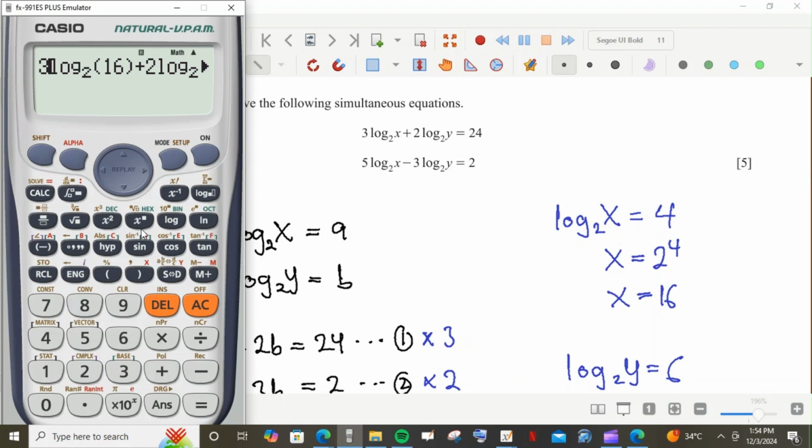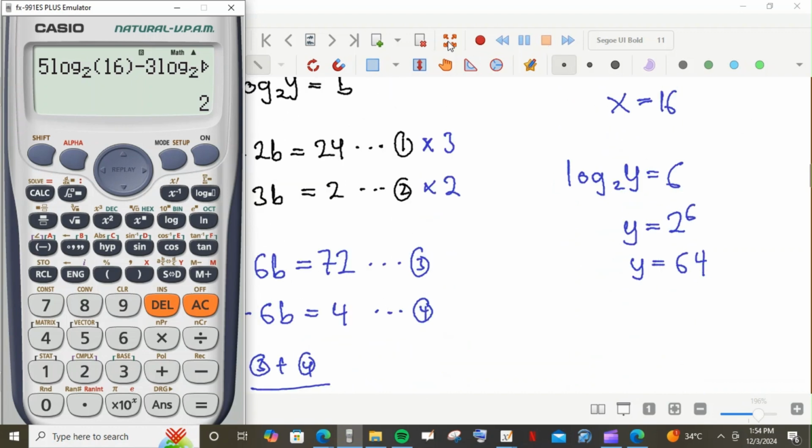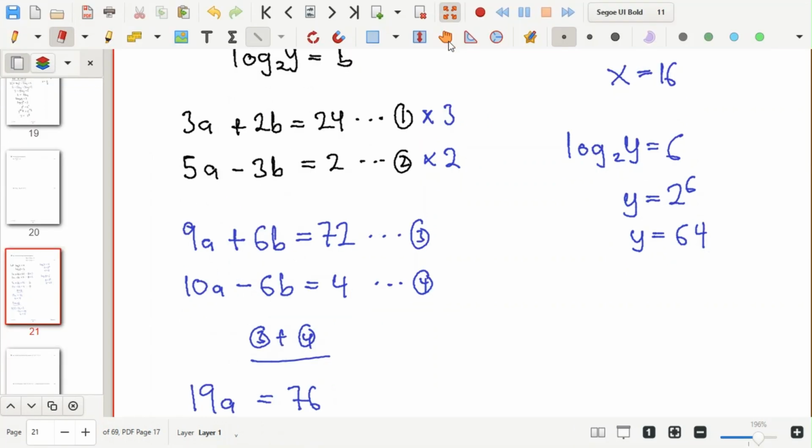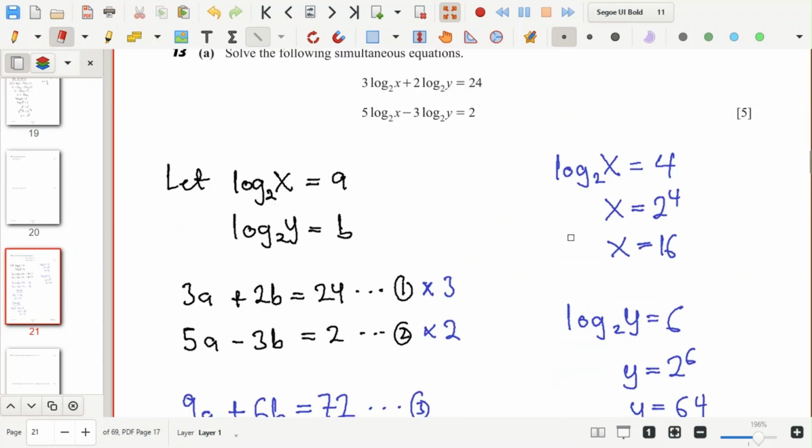Don't clean everything. You just need to clean the numbers. 5. The operation is minus. Replace the 2 with 3. And yes, we are good to go. Let's see whether we get 2. If we get 2, that means you are right. Wow, we are right. Okay, so you can see we are in a comfortable lead. So you shouldn't get your answers wrong, never. So if you're able to do this, you get 5 marks.